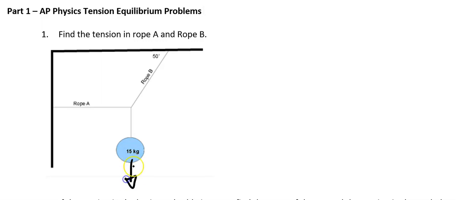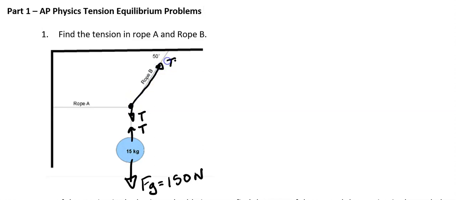So we have good old force of gravity acting on this 15 kilogram mass, which is 150 newtons. We have tension pulling up. We have this tension pulling down. Just from that little junction point right there, we have tension B, and then this is going to be tension A pulling this way. Our goal for this problem is to find the tension in rope A and rope B. So let's think about this.